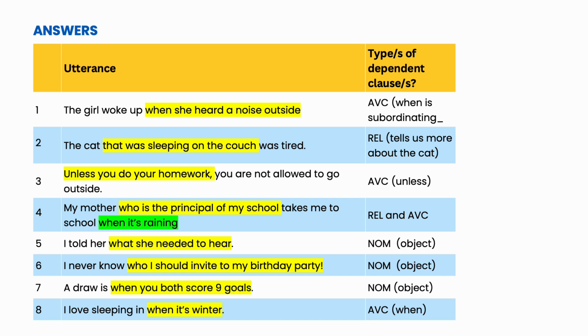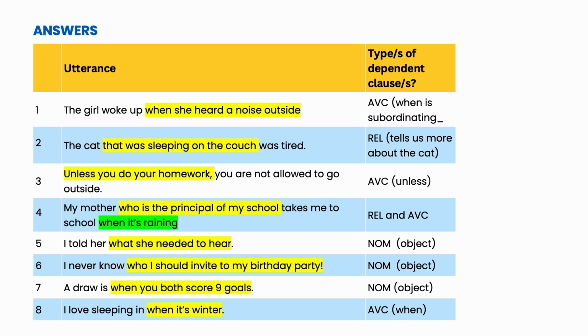"I never know who I should invite to my birthday party." So "who I should invite to my birthday party" again is a nominal clause. And often I ask these little questions: I never know what? Who I should invite to my birthday party. Number 7, "a draw is when you both score 9 goals." This is again a nominal clause. It's a tricky one. A draw is when? When you both score 9 goals.